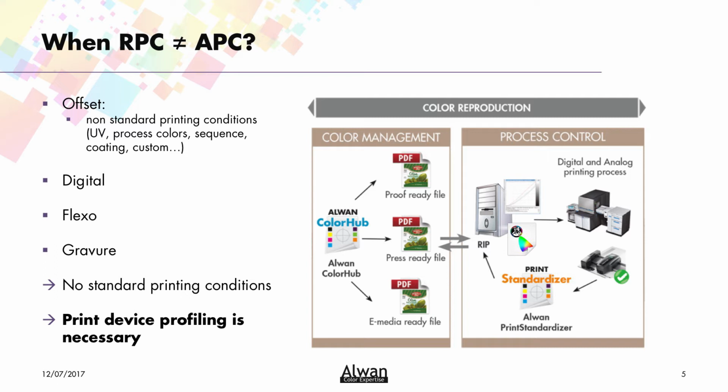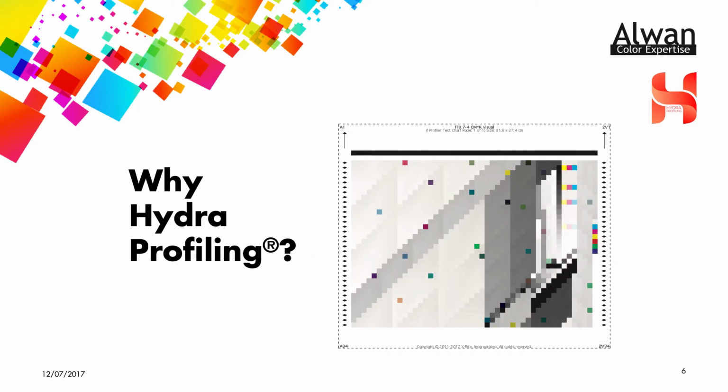The general case, and especially when we are working with other processes, including digital, flexo, gravure, and even offset when non-standard inks or substrates or sequence rotations are used. In these cases, profiling the output process is necessary. So profiling an output device is something that we all do and have done for many years. Now, the question is, why do we need Hydra Profiling?